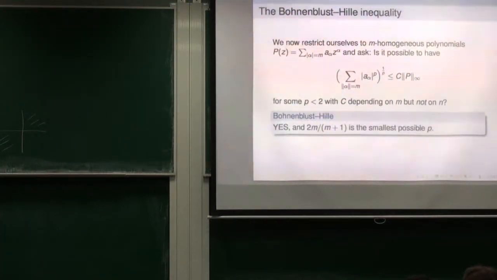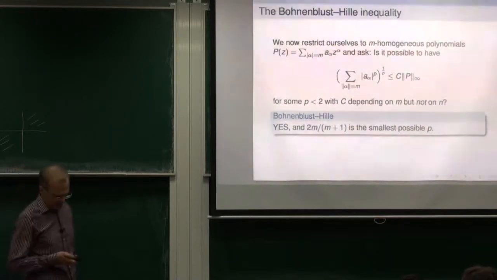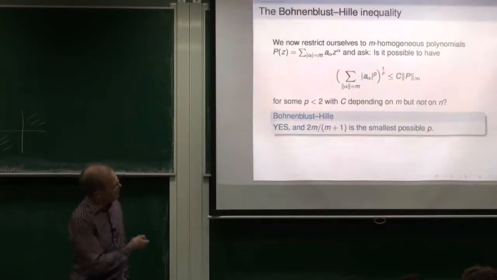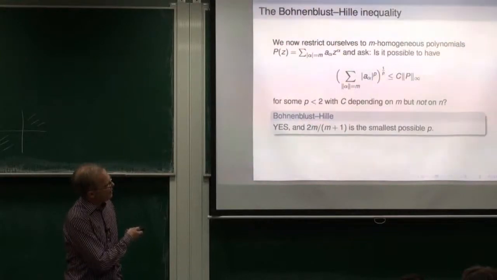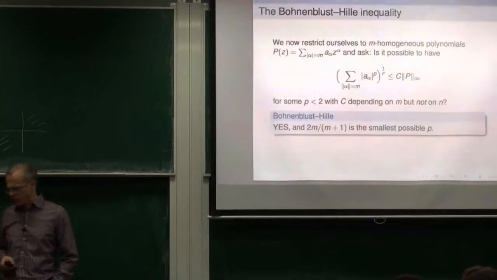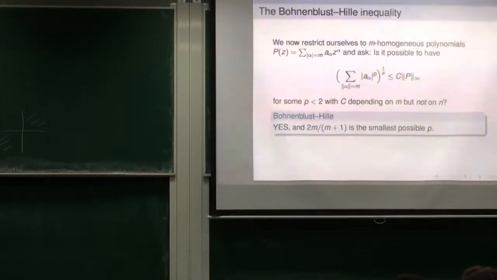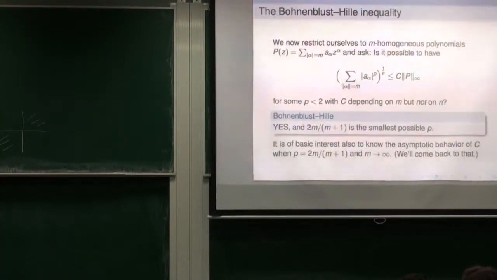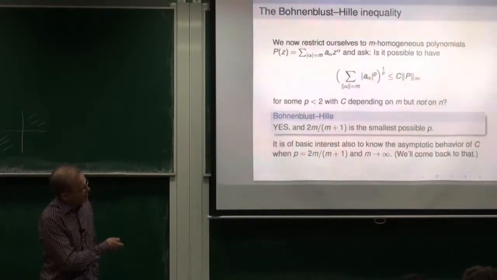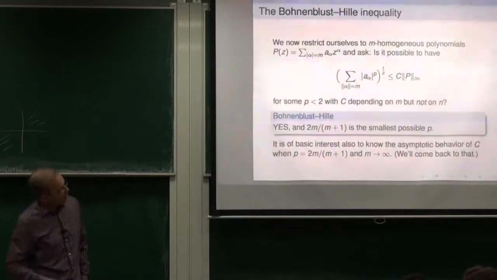And what Bohnenblust and Hille proved was that yes, this is indeed possible. We can do that, and we can do it precisely down to p equals 2m over m plus 1. That's the smallest possible p for which we can do it. Once you know that, of course, you are interested also in knowing the precise constant. I will come back to that.